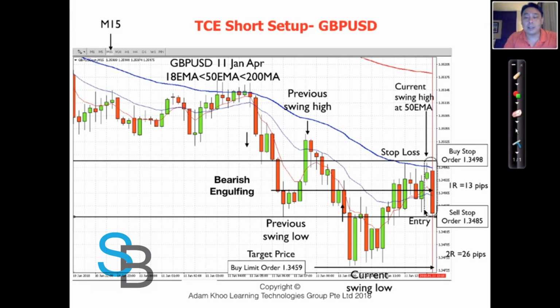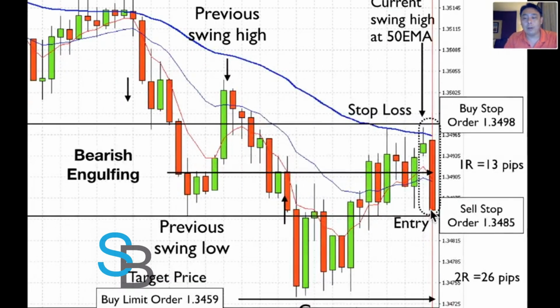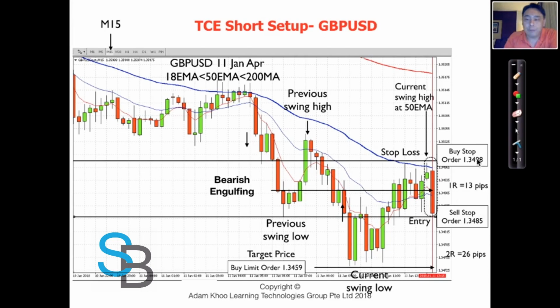So once we see that pattern, we say, okay, that tells me that it's going down. Likely, I can place my sell order right below the low of that bearish engulfing candle, plus the spread, okay? So in this case, my sell order would be 3485 right there. My stop loss would be just above the high of the whole pattern, above the swing high. So that's a swing high, stop loss at 3498. So from 3498 to 3485, it's 13 pips. So my risk is 13 pips. You know, if I want to aim for 2R, I'll aim for 26 pips, for example.